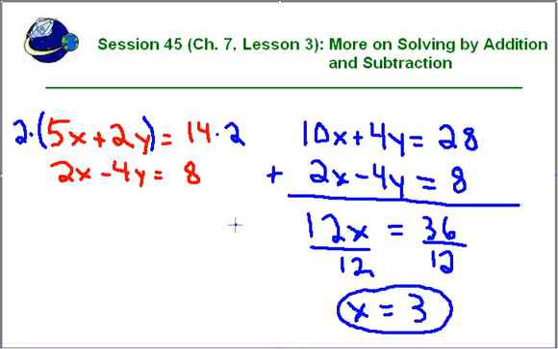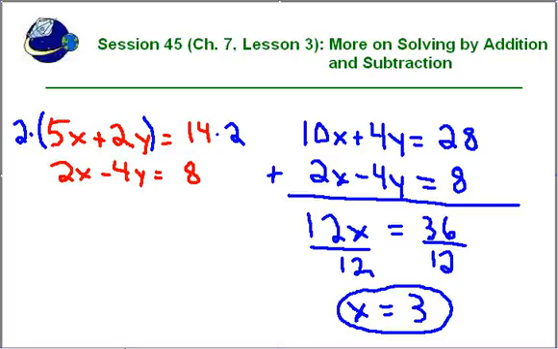So we found out that the x value that'll work for both of these equations is when x is equal to 3. Now then, let's go ahead and place that 3 back into either our first equation or our second equation. Let's just go ahead and stick it into our second.